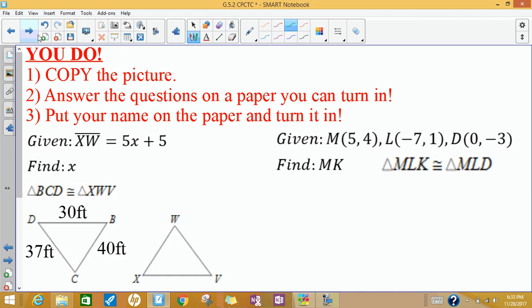So I have two problems for you to try. They're very similar to the ones that we did in this lesson. Copy the pictures, answer the questions on a paper that you can turn in, put your name on top, and hand it to me before you leave.